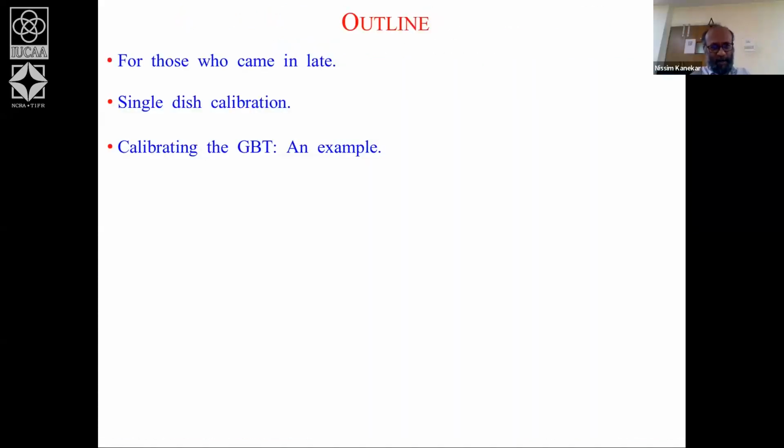Again, we'll do a brief recapitulation of what went yesterday, talking about the various characteristics of one, the power that you receive from the sky, and two, the characteristics of single dish antennas, the things that determine their sensitivity. And then we'll move on to the stuff that I missed yesterday, single dish calibration. We'll again go through that because that is relevant to the calibration that I will talk about. And finally, I'll give you an example of this calibration, talking about calibrating the Green Bank telescope for spectroscopy.